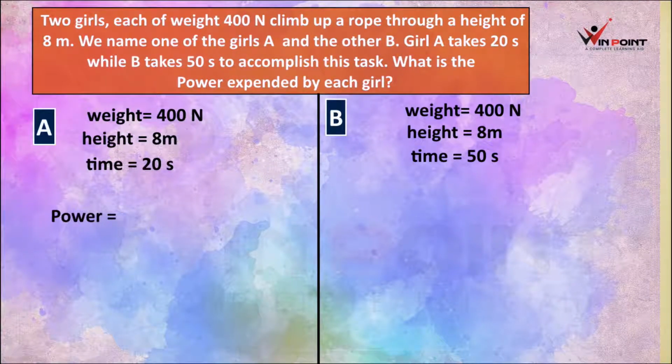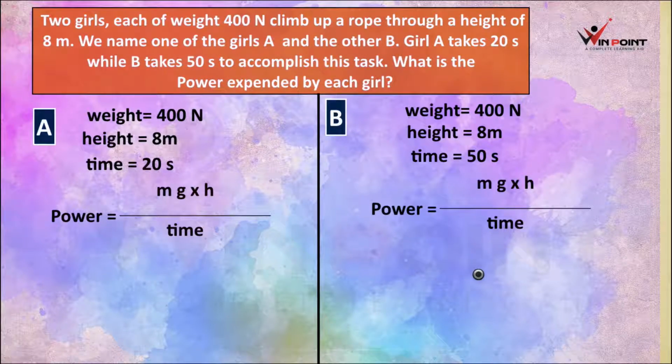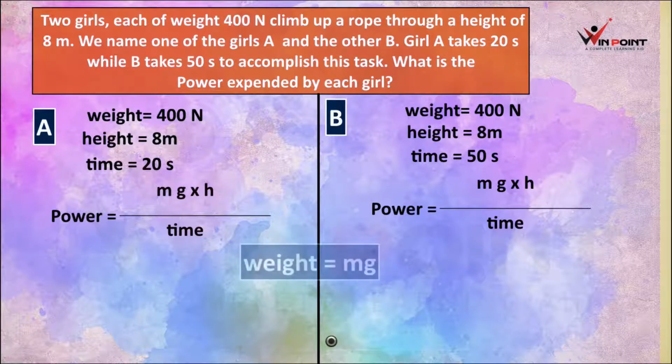We can write power equal to mgh, because potential energy is work done. The equation for potential energy is mgh, divided by time. Here also we can write power equal to mgh by time. Weight and mg. What is the equation for weight? Weight equal to mg. The equation for weight is mg.